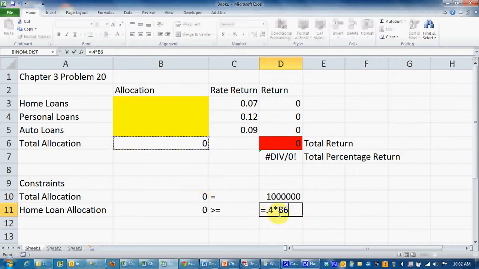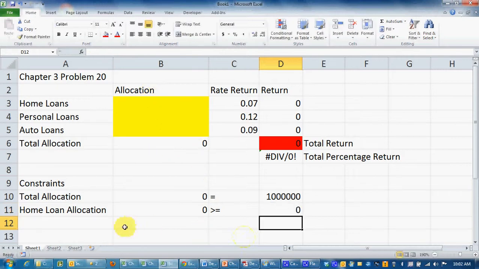Remember, even though you know the total allocation is 1 million, in order for this sheet to work, you must use the reference, which is going to be the total of the yellow cells. So you must use the reference there. And then we're going to have personal loans.